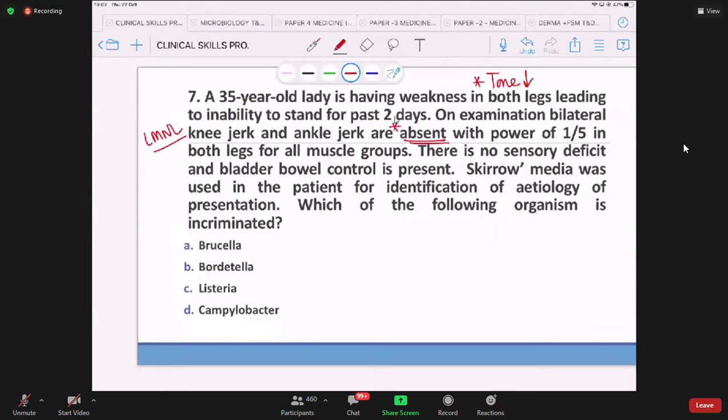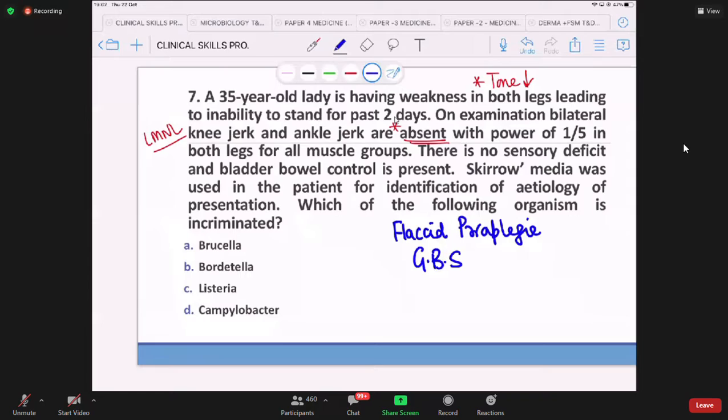There is no sensory deficit, bladder control is present, and Skirrow's media was used for etiology. So what is the presentation, guys? This lady is having flaccid paraplegia. I'm writing flaccid because it is a lower motor neuron lesion. Which disease has flaccid paraplegia? You all know, Guillain-Barré syndrome.